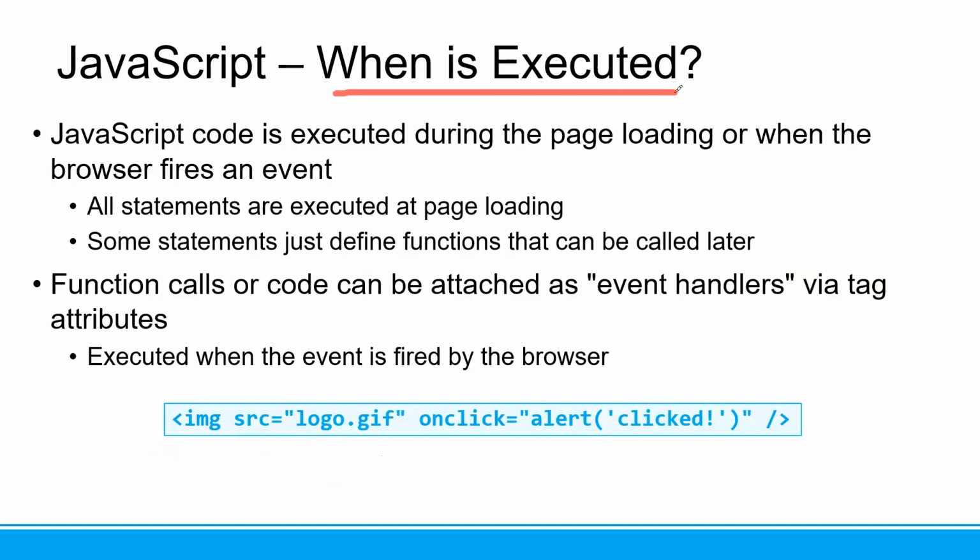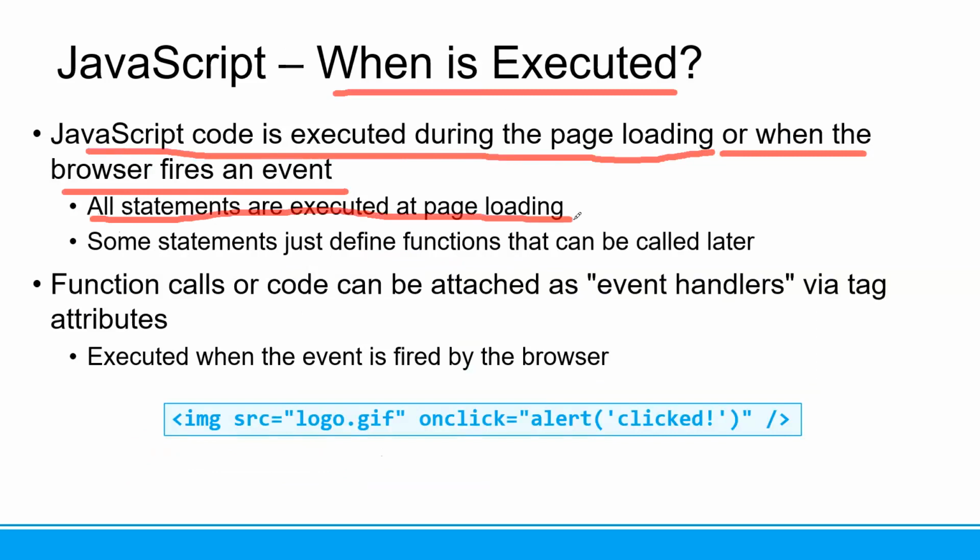When is it executed? JavaScript code is executed during the page loading or when the browser fires an event. Firing an event means when you click something or when you refresh your page. All statements are executed at page loading, so when you load the page, it will be executed. But some statements just define functions that can be called later. If you click, then it will run.